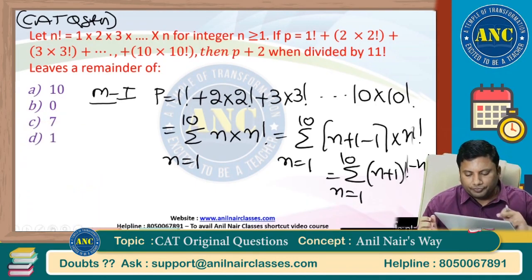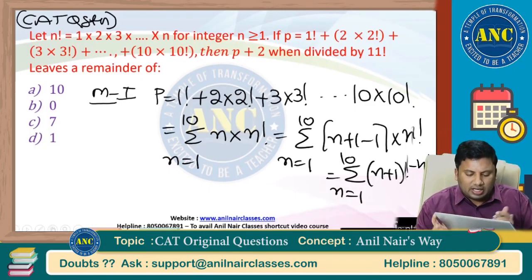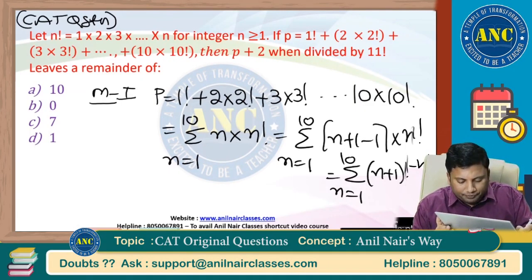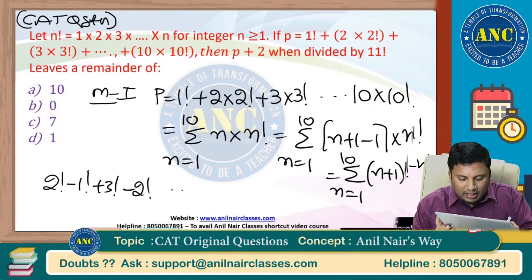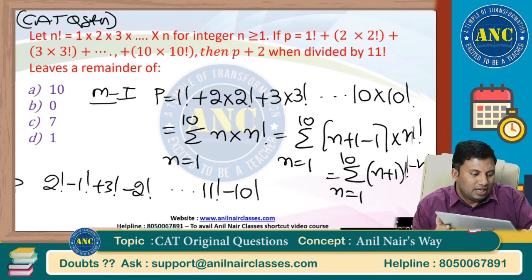Method 2. Substitute the logic. Substitute the n values: 2 factorial minus 1 factorial, 3 factorial minus 2 factorial, and so on up to 11 factorial minus 10 factorial. This is nothing but P. Now, P plus 2 divided by 10 factorial.